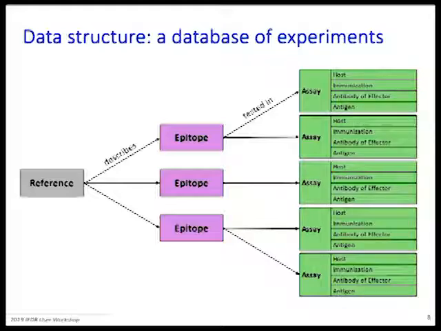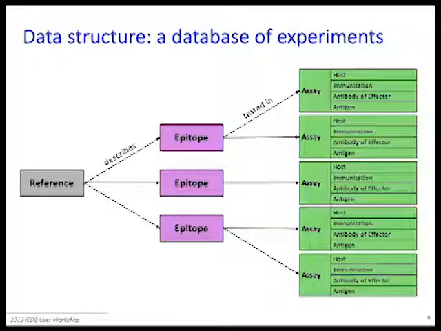So basically, the IEDB is that we start with the reference, and each reference, to be relevant to us, has to have data about an epitope. It can have data about 1,000 epitopes or a single epitope, and we will take it. And each of those epitopes must have been tested in one or more experimental assays.